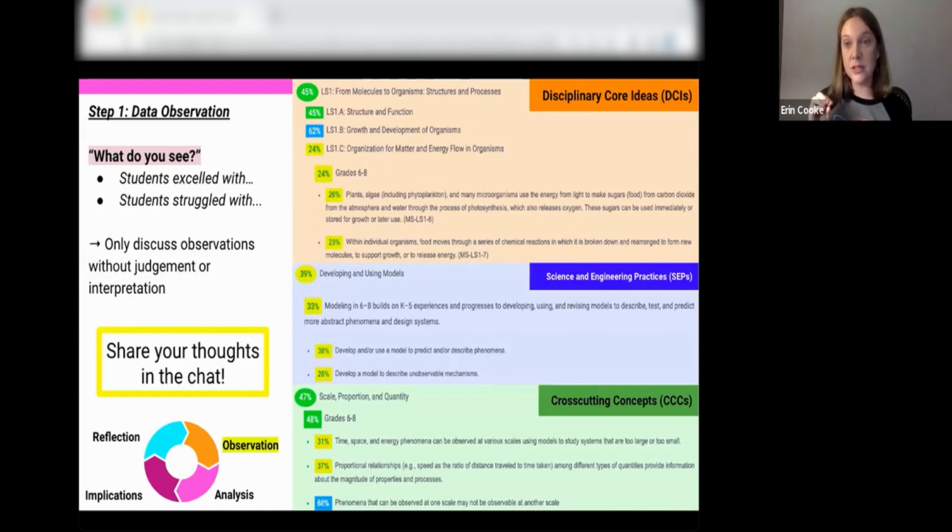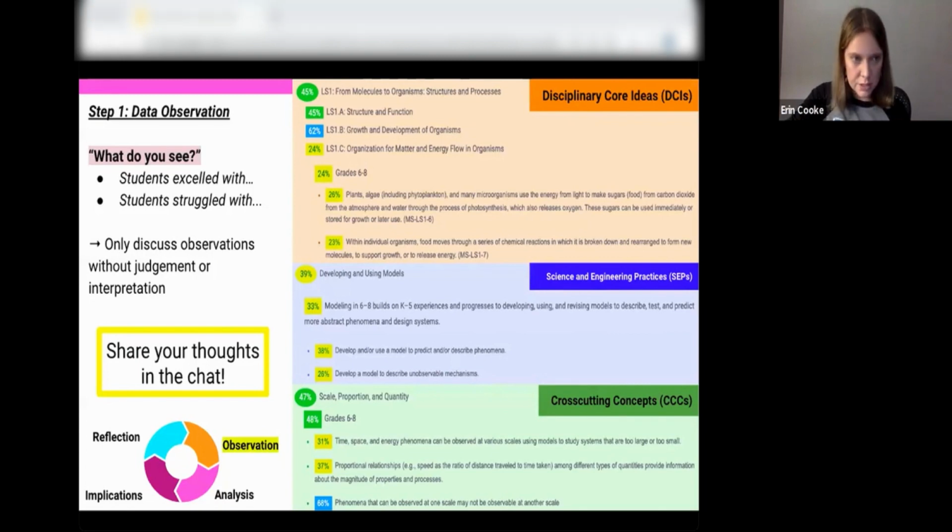But some observations that I see in the chat that are without interpretation are with the DCIs and that content. Someone said they are doing great with growth and development of organisms, but are struggling with matter and energy flow. Great observation. Also, someone mentioned that out of the three dimensions, modeling had the lowest overall percentage, so they struggled with that the most. Let's see if there are any other observations. Yeah, that's great. Perfect. Okay, so let's move to this next slide.